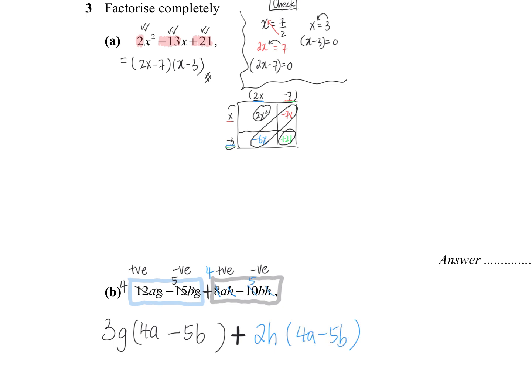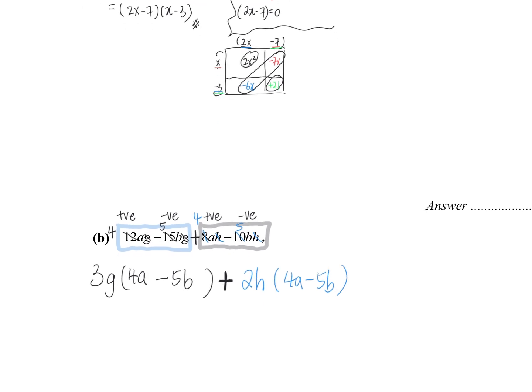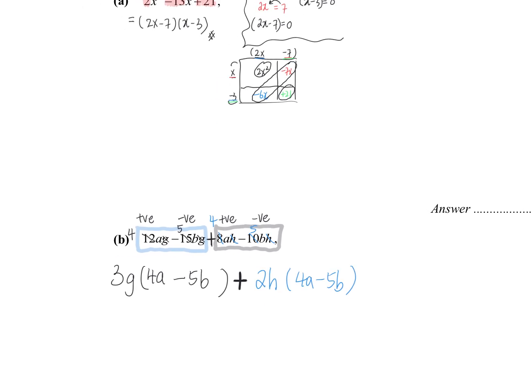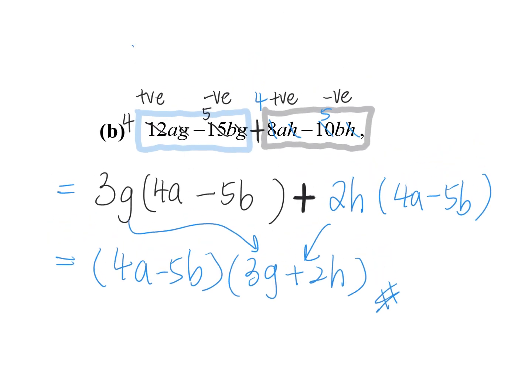Then you realize the group is exactly the same. So you can take out some more. Let's take out the group 4A minus 5B. You'll be left with 3G plus 2H. So the answer is just this. So if you have 4 terms, deal with it 2 by 2. So group 2 by 2.